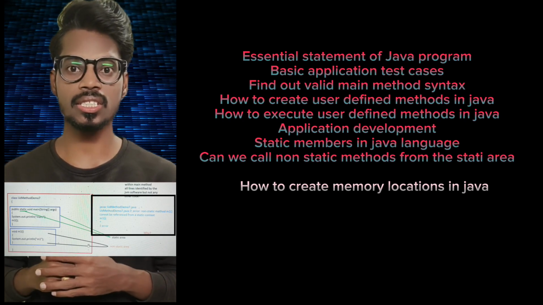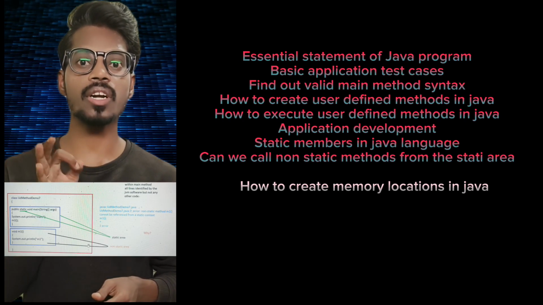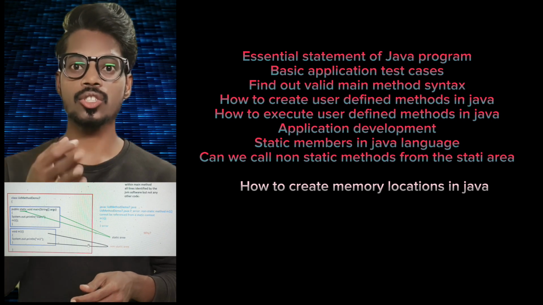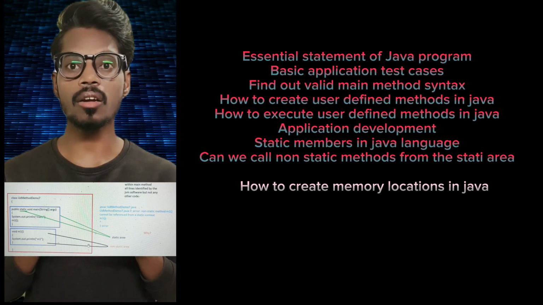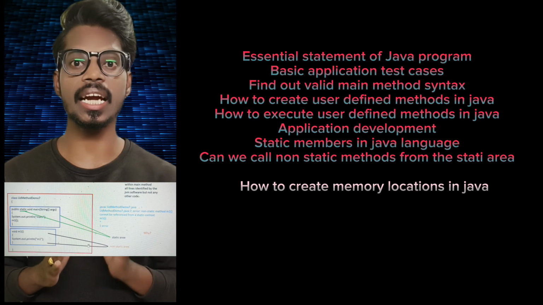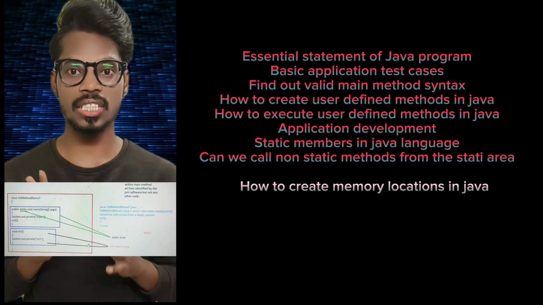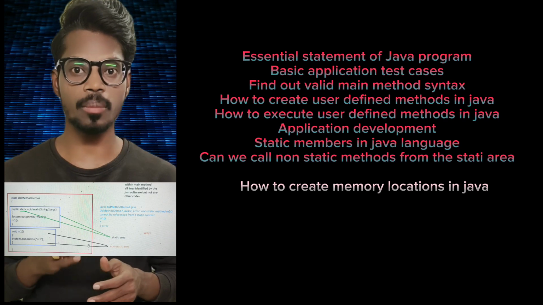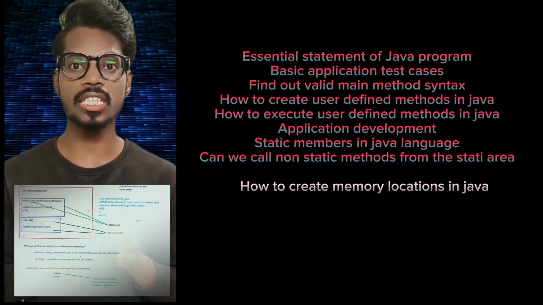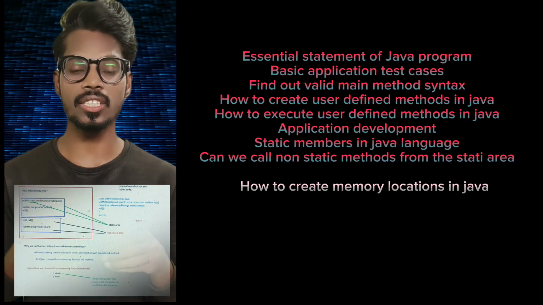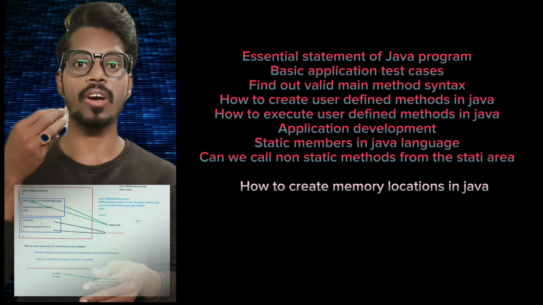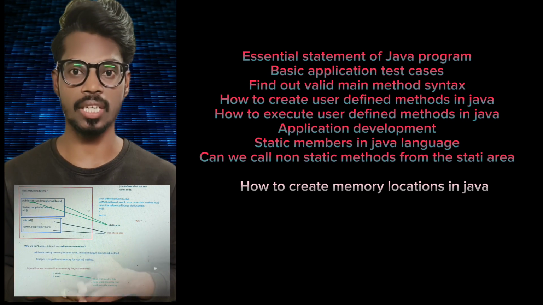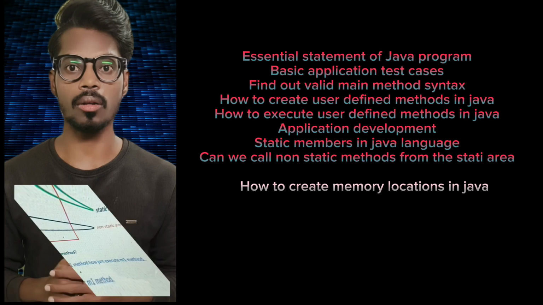Why do we get this type of error? Whenever we call this m1 method from the main method, we cannot access it from the static area, because the main method is a static method. So why are we not able to call m1? Because m1 is a non-static method, so it does not have any memory location at the time of the method calling statement. That is why we are not able to call it.